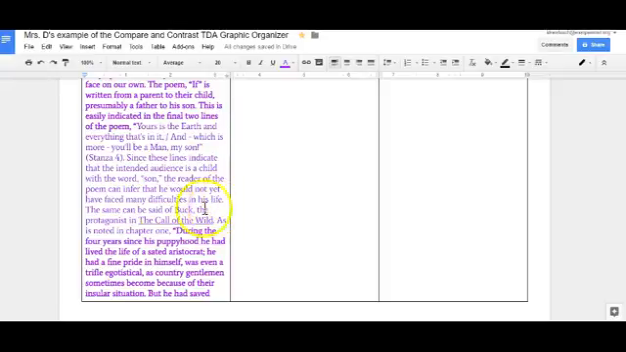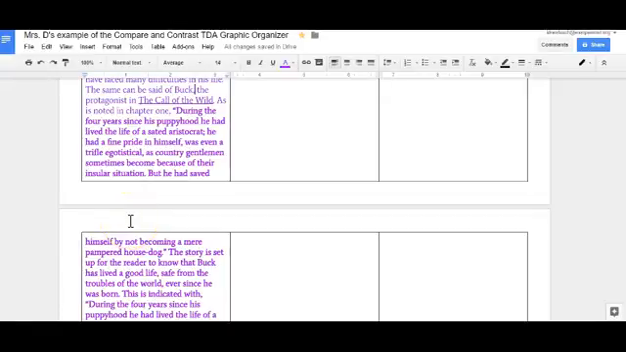Then I switch, and because it's a compare-contrast piece, I want to use words that are going to let my reader know I am comparing, as in finding something similar. "The same can be said of Buck, the protagonist in The Call of the Wild. As noted in Chapter 1, during the 4 years since his puppyhood, he had lived the life of a sated aristocrat. He had fine pride in himself, was even a trifle egotistical as a country gentleman sometimes must become because of their insular situation, but he saved himself by not becoming a mere pampered house dog."